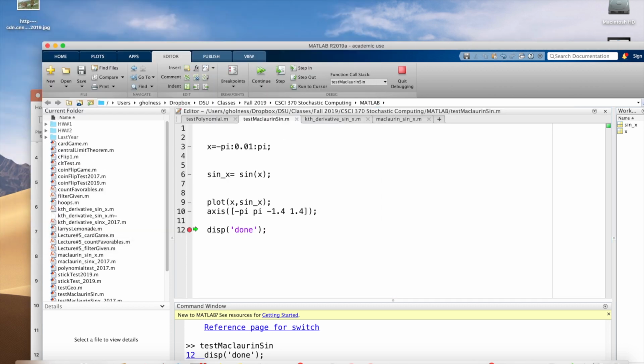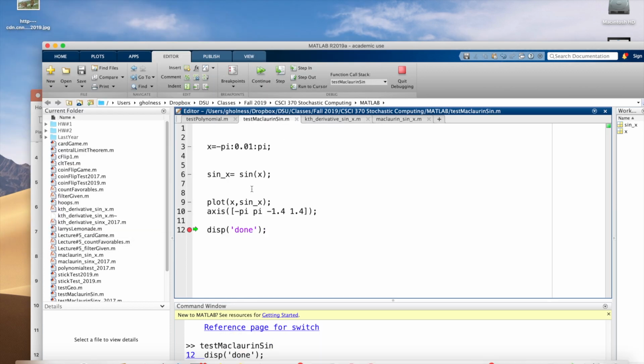Okay, so let's now call sine x m the Maclaurin version of sine x, and we have to give it an order of the polynomial, or degree. So degree is equal to, let's say we wanted a degree 2 polynomial, which isn't very interesting. We give it the x array, and it'll apply that to each element of the x array.